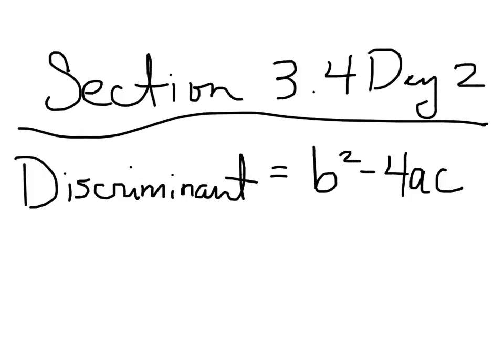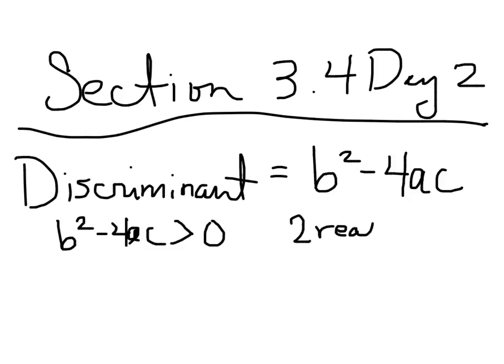If that number, b squared minus 4ac, is greater than 0, what kinds of numbers are greater than 0? No, not everything. Positives, right. If that number is greater than 0, you will have 2 real solutions. Meaning, you'll have no i's and you'll have 2 answers.